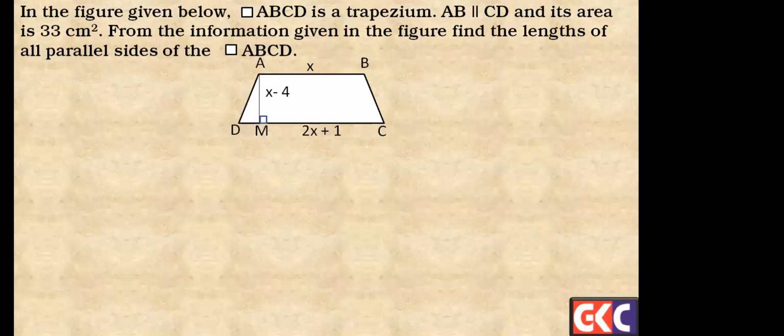Trapezium ABCD has an area of 33 centimeters square. From the information given in the figure, find the length of all parallel sides of quadrilateral ABCD. Length of all parallel sides. मुझे length of all side नहीं ढूंढना है. Length of all parallel side.